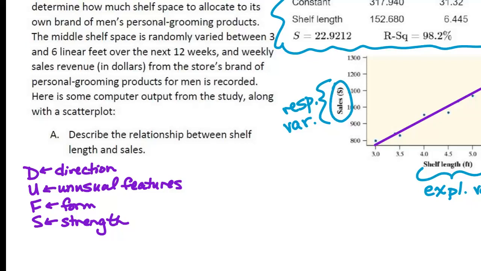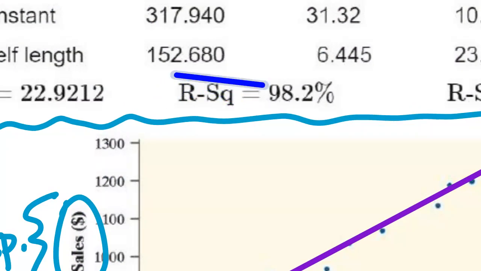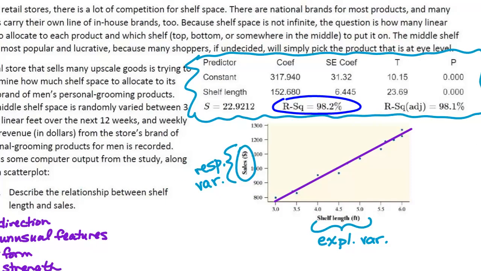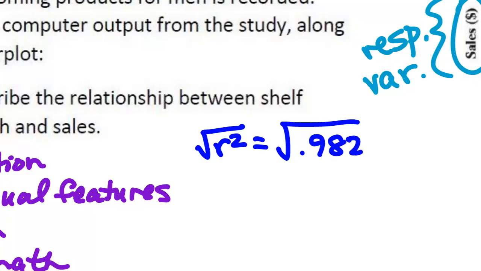Linear. And then our strength, this is where I'm going to look at R. I don't have R from the output, but I do have R squared. So I'm going to do the square root of R squared, 98.2%, so 0.982.